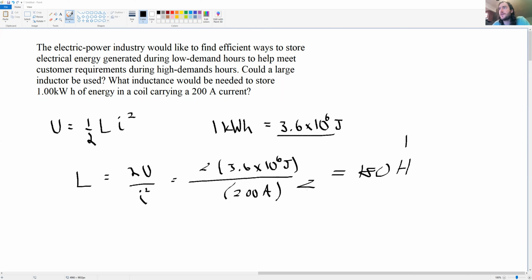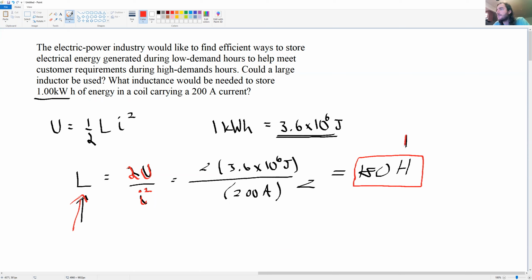So what we need to do for this problem is we simply convert the 1 kilowatt hour of energy into joules, and then solve for L. So we're solving for L here. We get 2U over I squared. And then we are able to plug everything in. We have everything on the right-hand side. So 2 times 3.6 times 10 to the 6 joules over 200 amps squared. We end up with 180 henries.